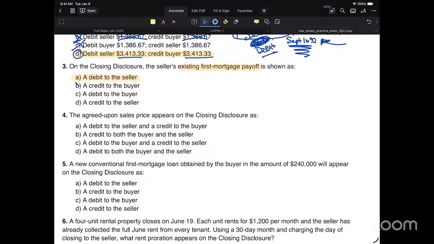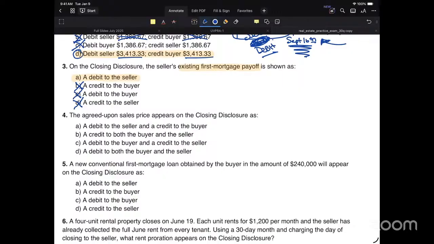It's not a credit to the buyer, it has nothing to do with the buyer, or a debit to the buyer, it has nothing to do with the buyer. And it's not a credit to the seller because the seller owes it. The seller needs to pay it. It's a seller debit, making our answer A, a debit to the seller.